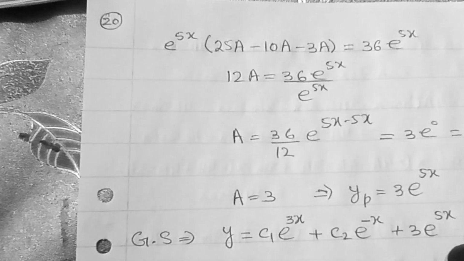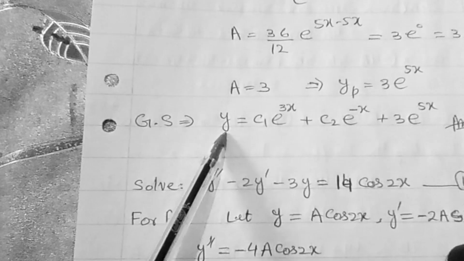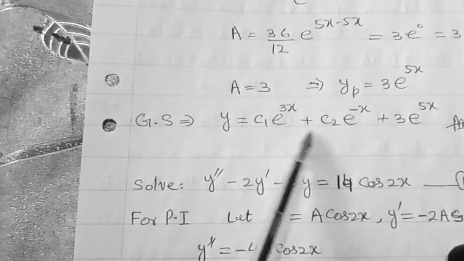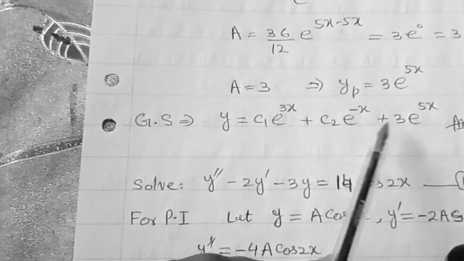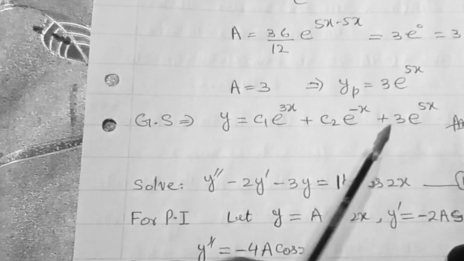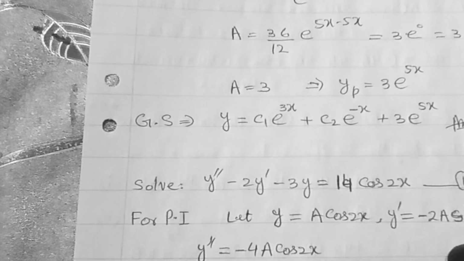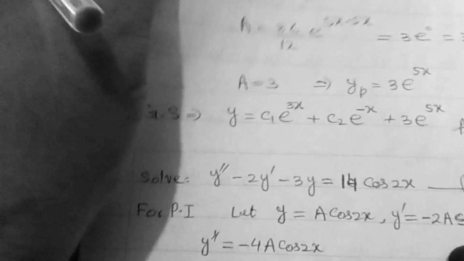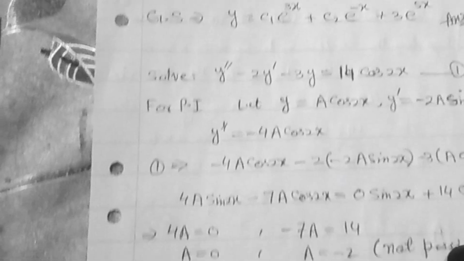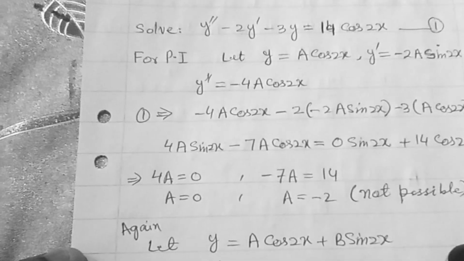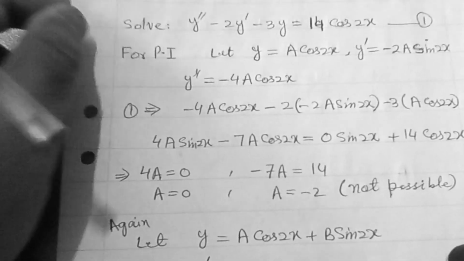Now the general solution of the differential equation becomes y is equal to c1 exponential 3x plus c2 exponential minus x plus 3 exponential 5x. So you can see that this solution is more comfortable and an easier way to find the solution of a differential equation by using this method. So we are going to discuss another problem by using the same method.